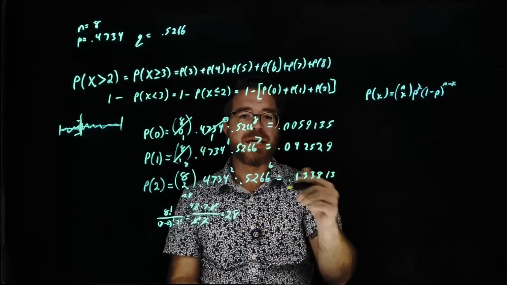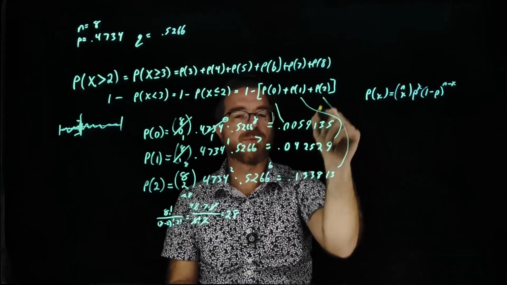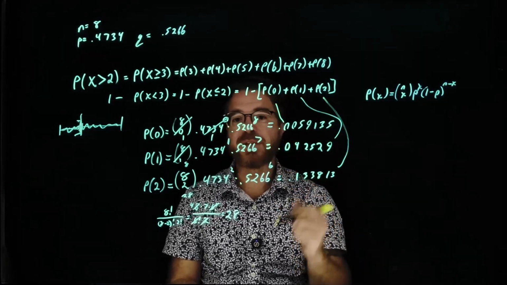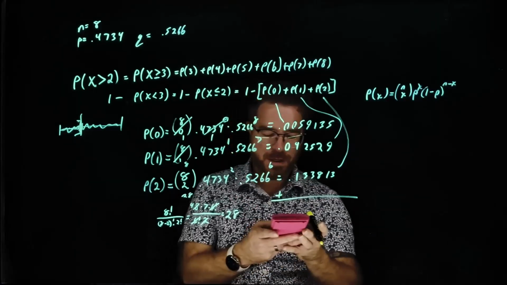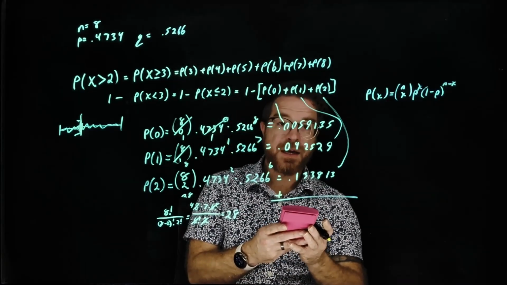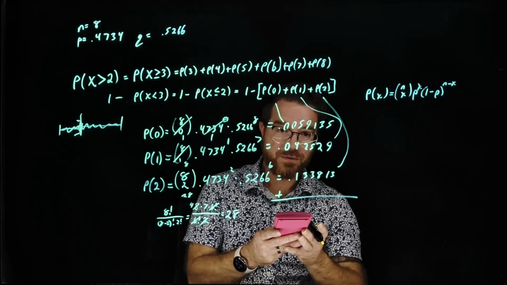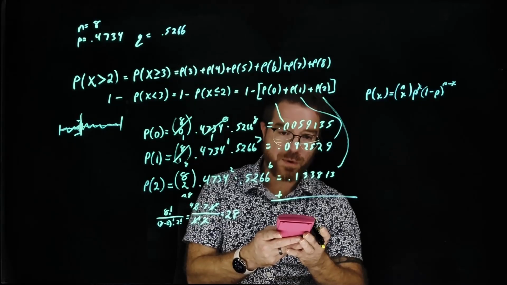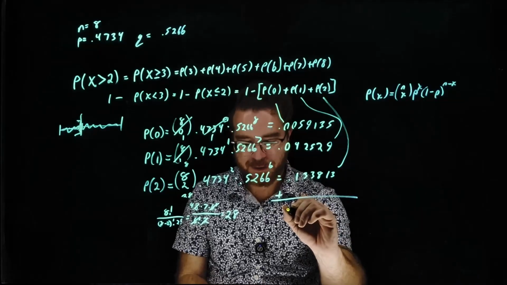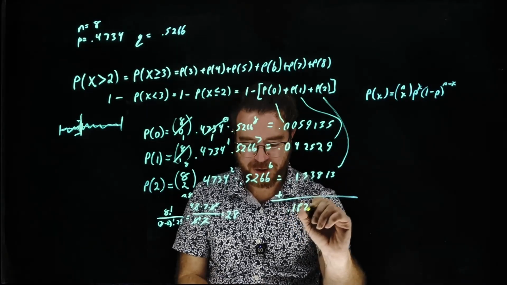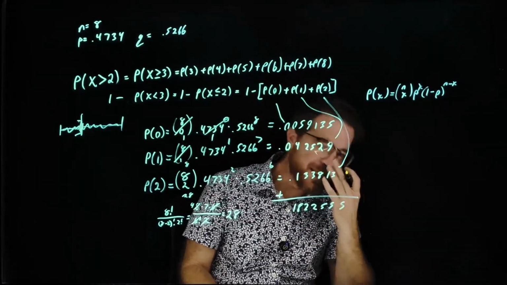Now, if I were to add all these up together, because this value is this one, this value is this one, this value is this one, I'm going to add all these up together, and then I'm going to subtract that from 1. So add all these up. 0.0059135 plus 0.042529 plus 0.133813. I get 0.1822555.